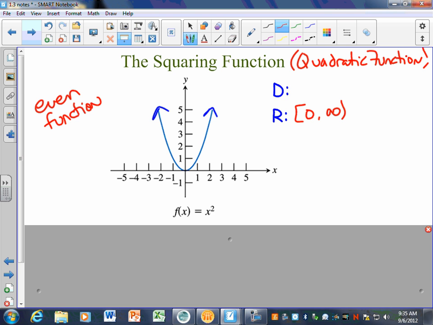What about the domain? All real numbers. There's nowhere where that stops on the x-axis. I was hoping the piecewise function would help us think about domain a little bit differently. The only time the domain on a piecewise function was not all real numbers was when there was a gap in our graph on the x-axis. There's no gaps here, right? There's no asymptotes. There's nothing where it stops. So the domain is all real numbers.